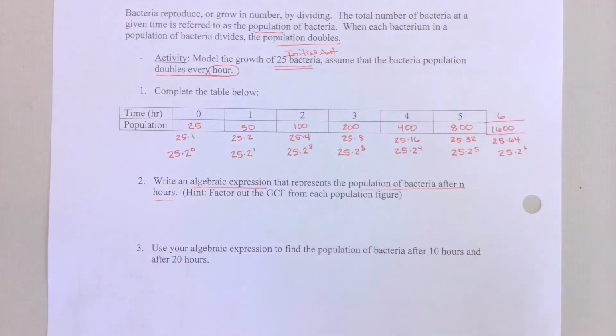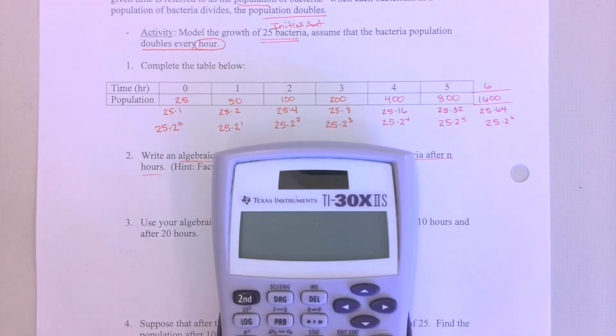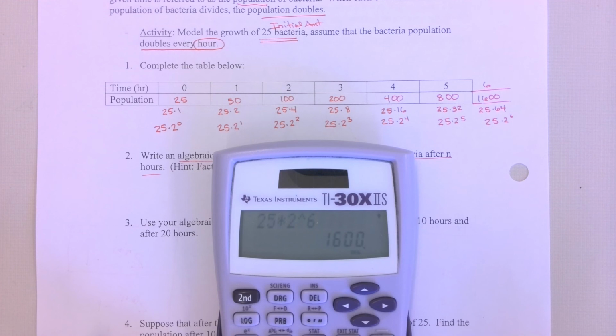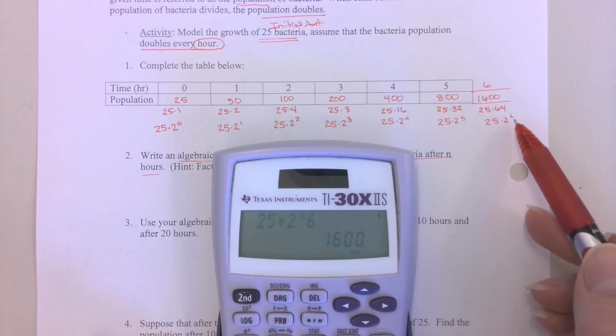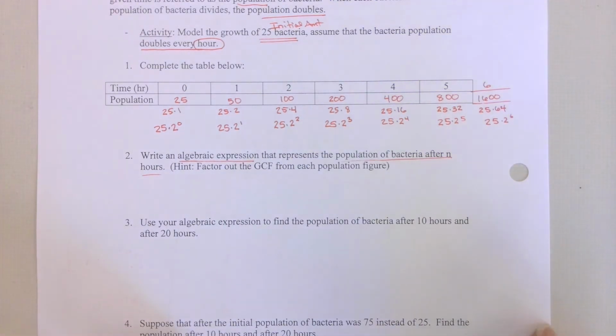So let's go ahead and test that out in our calculator. So I've got my calculator here, and I'm going to take 25 times 2 to the power of 6. And so if I'm correct, I should get 1600. Now I can take anything, any hour, and put this in here. I could find out what happens in 24 hours, how many bacteria I have. So I have created my first exponential growth function.